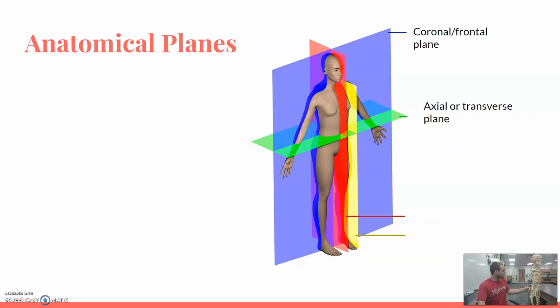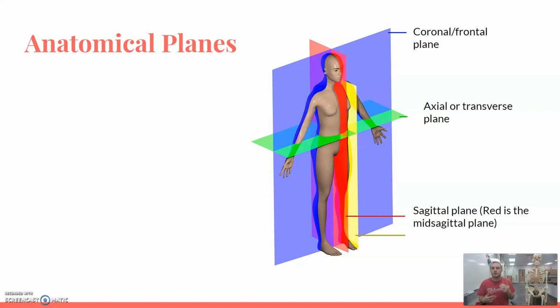Next is the axial or transverse plane. Again, both mean the same thing. These are going to be in the X direction. They're going to divide the body into a top and a bottom portion. Again, your mid-axial or mid-transverse plane is going to equally divide the body into a top and bottom halves. They don't necessarily have to. You can have an axial or a transverse plane that separates it into the head and then the rest of the body.